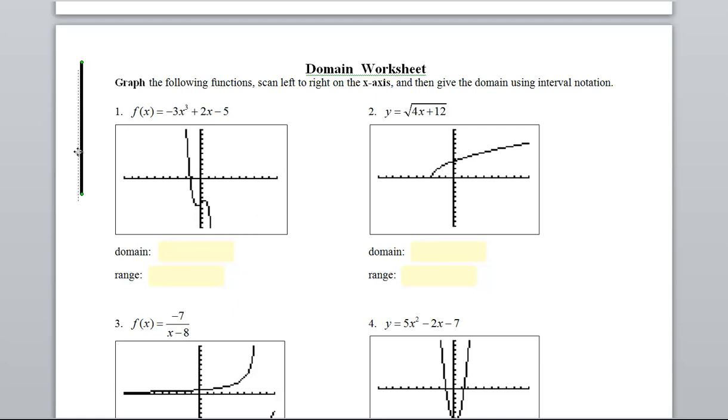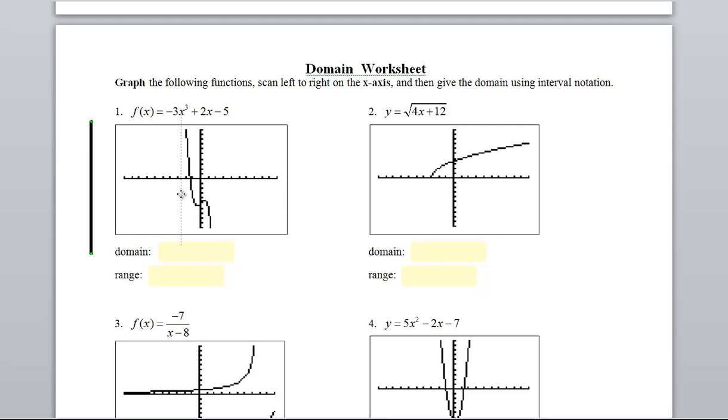Now, when I use this, I use it sort of like a scanner. You've seen copiers and you've seen fax machines where you've got a little light and it goes through. Well, that's what we have to do with this when we look at our domain. Remember, domain is x values. So I'm going to scan my x-axis.